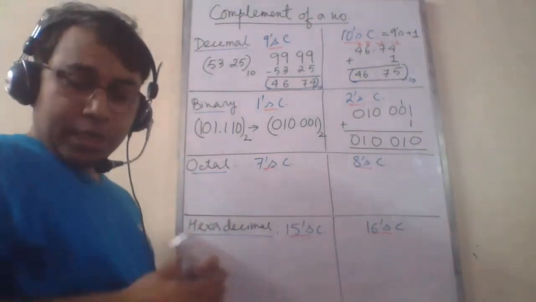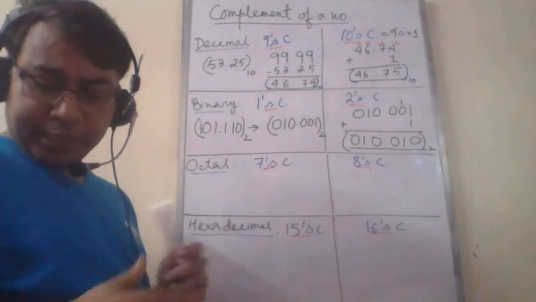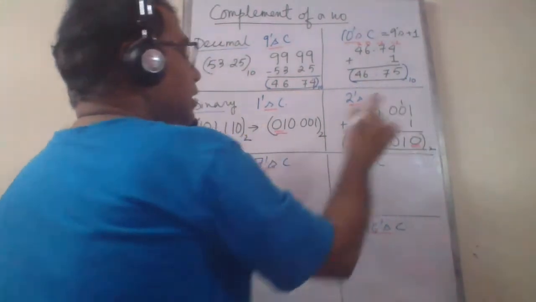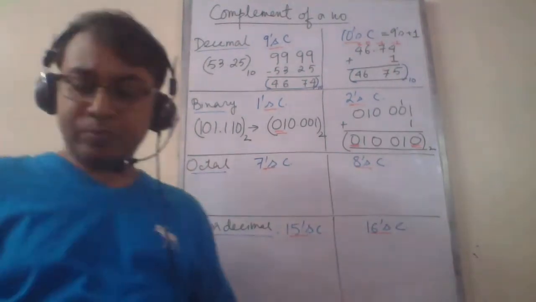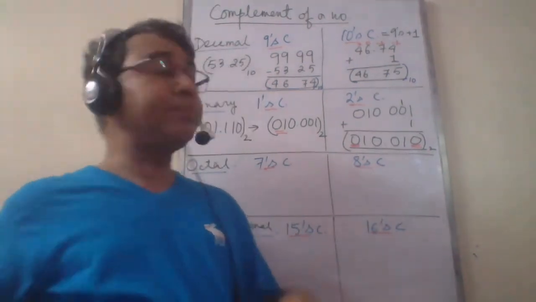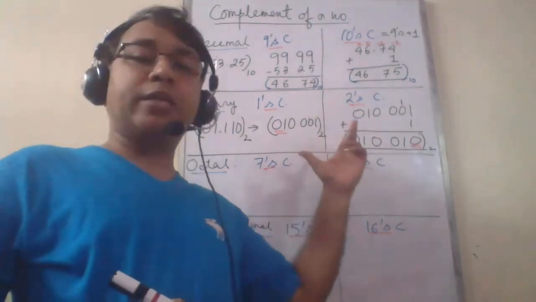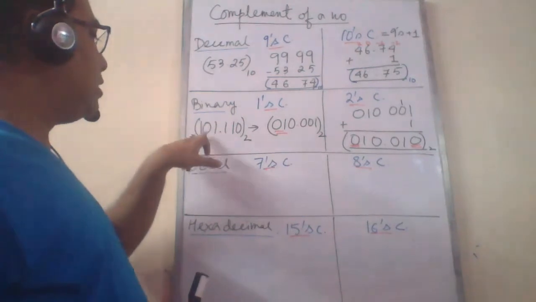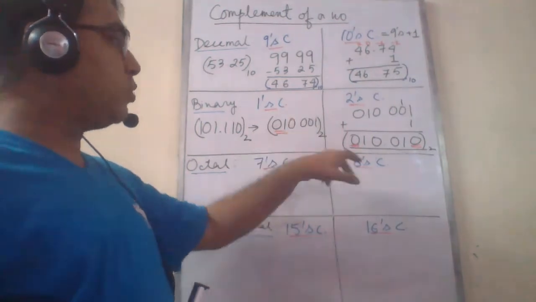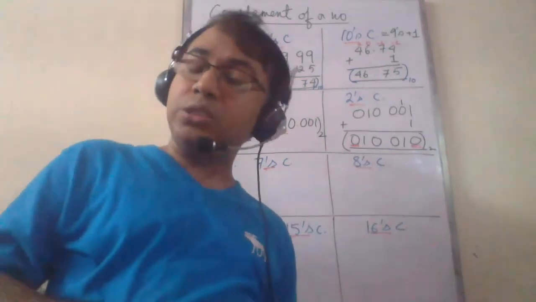Now here what you have to remember is, though the preceding zeros in a whole number and the trailing zeros in the fractional part have no meaning in a number system, when we are finding the 1's complement and 2's complement, these values have definite positions and you cannot omit them. So the 1's complement of 101.110 is 010.001 and the 2's complement will be 010.010. You cannot remove the zeros.